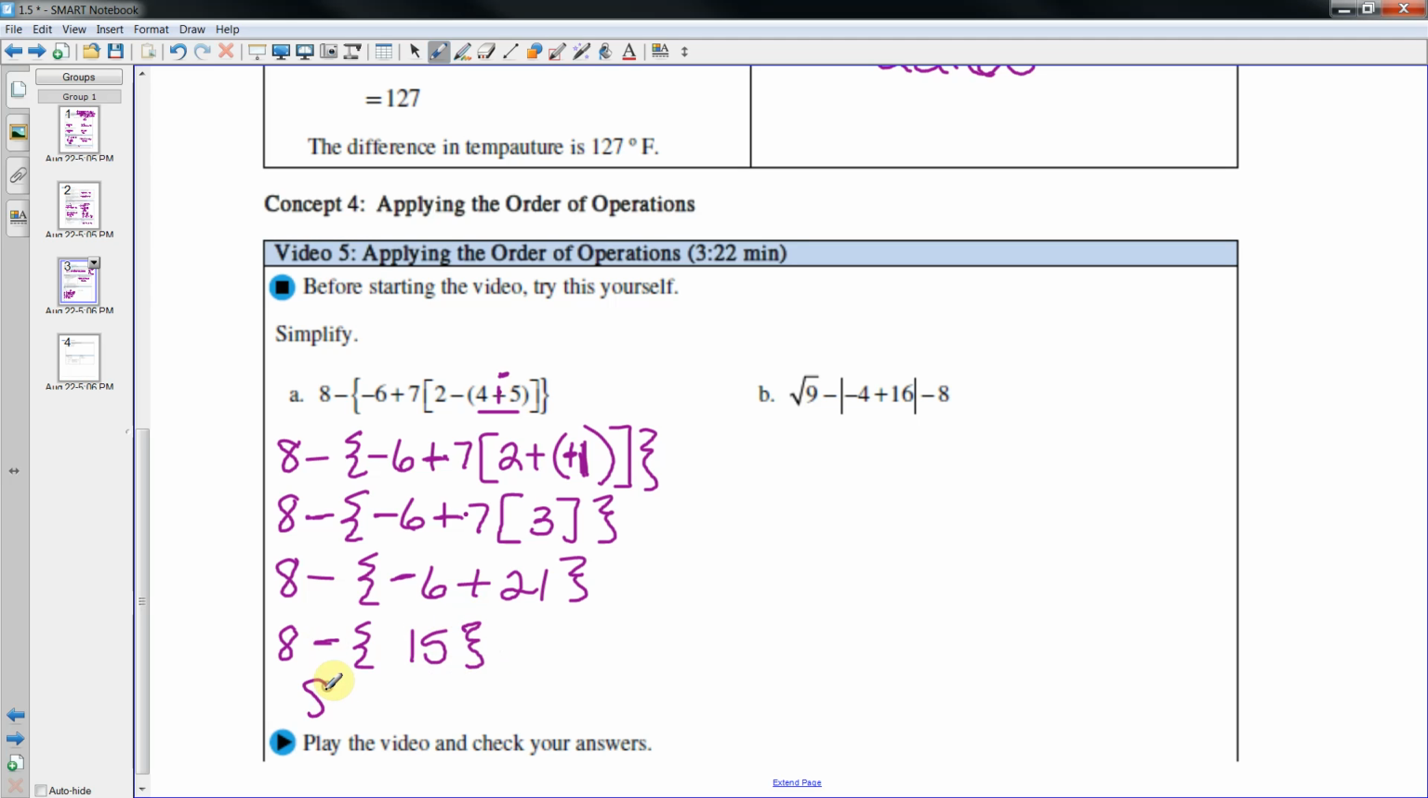Now I have 8 minus 15, so that's 8 plus a negative 15 when I use the rule. 15 minus 8 is 7. The 15 is bigger, so it's negative.